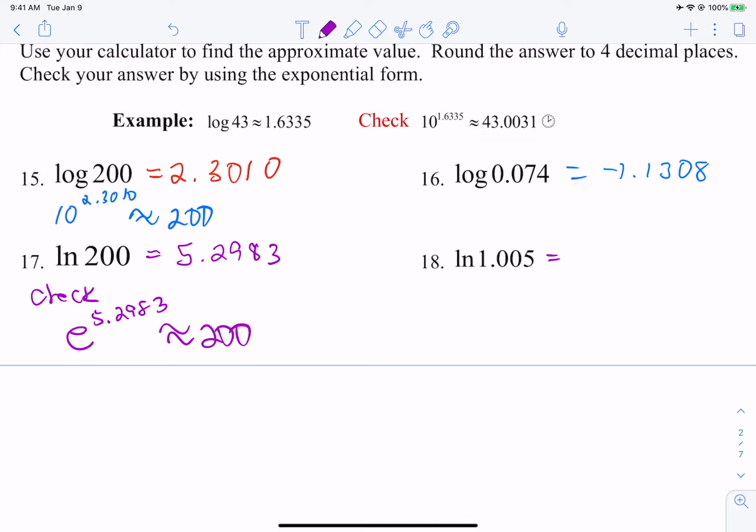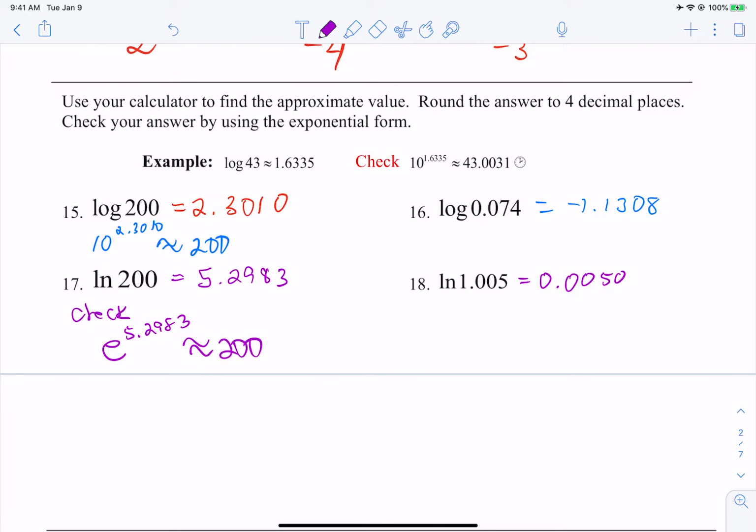The natural log of 1.005. And it's 0.0050. Okay, does anybody have any questions about the log or natural log problems that you see here?